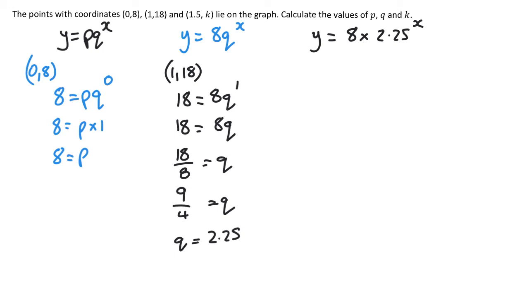So if we look at our third point, which was (1.5, k), and we substitute that in, we get k equals 8 times 2.25 to the power of 1.5.